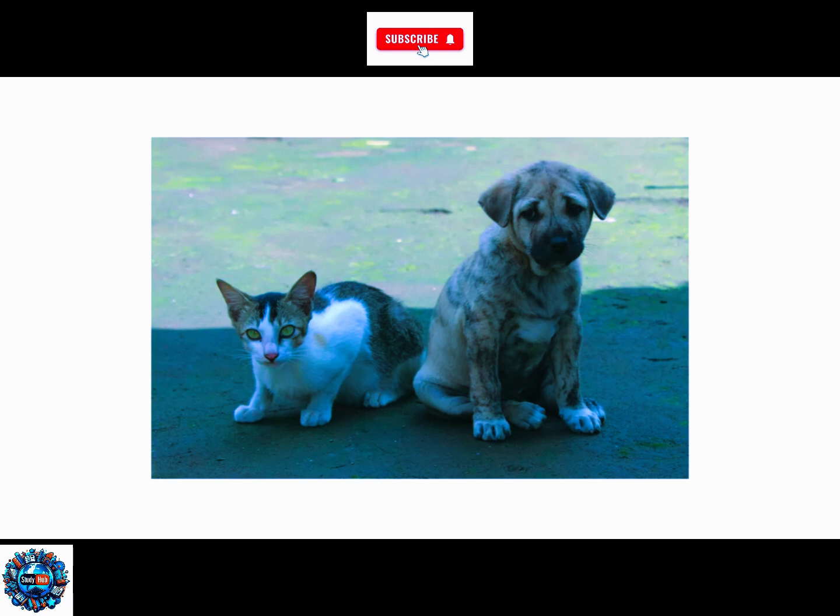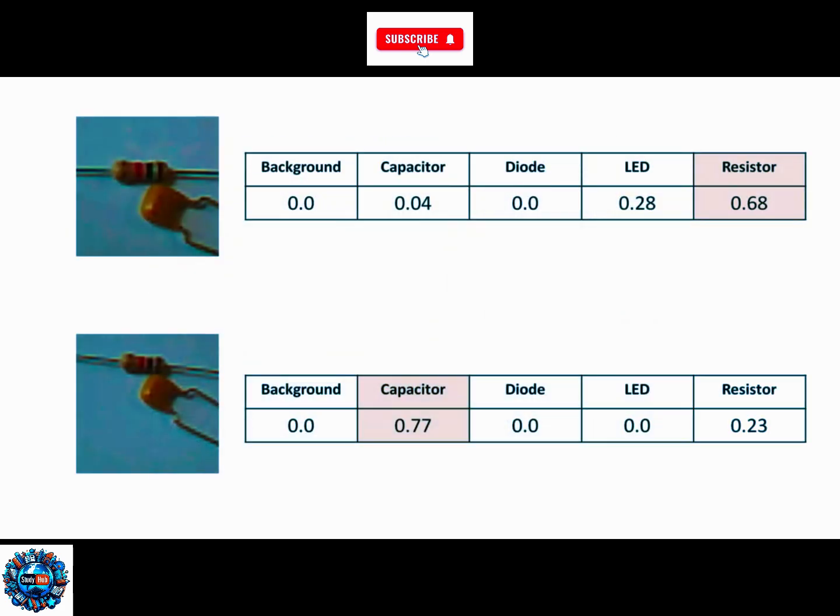The model is incapable of handling two objects, so it will focus on the most salient features based on how it's been trained to make a decision. And it will classify this image, which contains both a cat and a dog, as either cat or dog, but not both. Remember the model we trained earlier to identify electronic components?